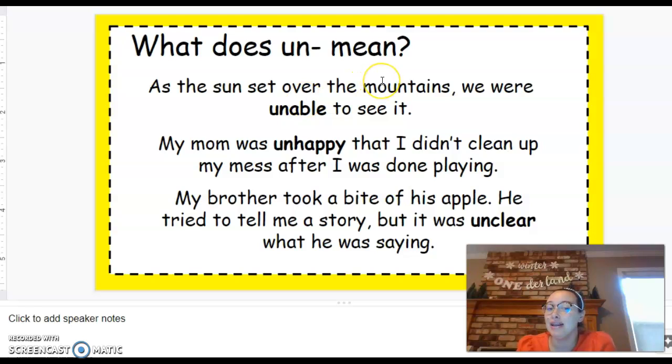But what does un mean? As the sun set over the mountains, we were unable to see it. So that means that we are not able to see it. It changes the meaning to not.